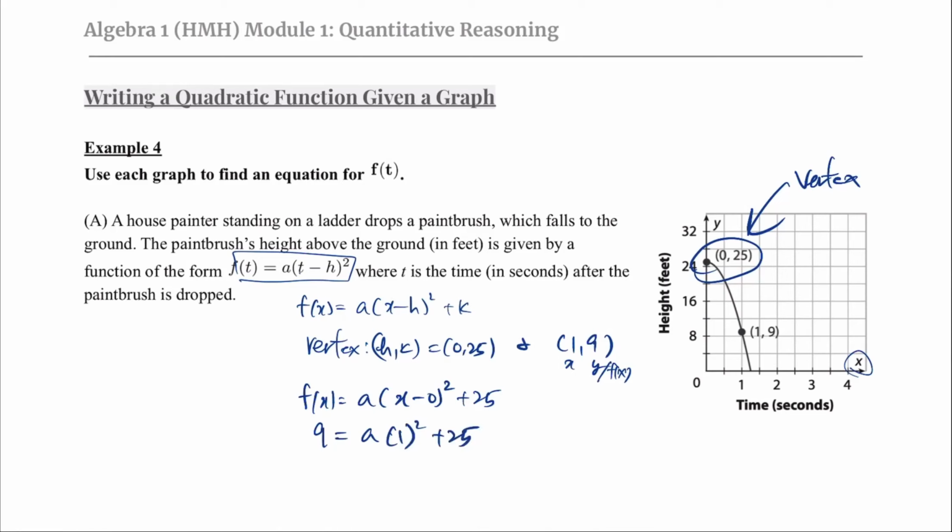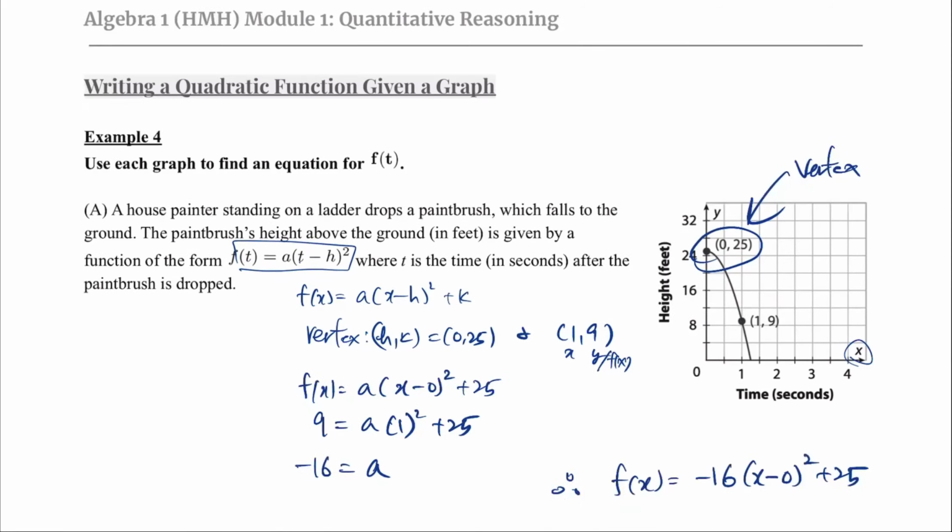You see that? Subtracting 25 from both sides, it's negative 16. Obviously, 1 squared times a gives you just a. So I think we have all the necessary information. Therefore, f of x is equal to negative 16 times (x minus 0) squared plus 25. Now, for those of you with sharp eyes, notice that the 0 doesn't need to be there. So the optional thing for you to do is write f of x equals negative 16x squared plus 25. I'm okay with either version.